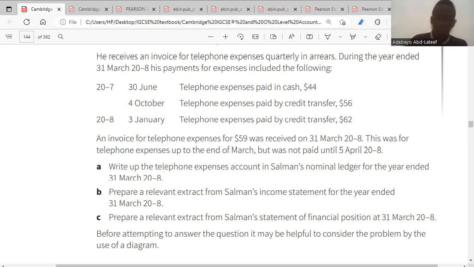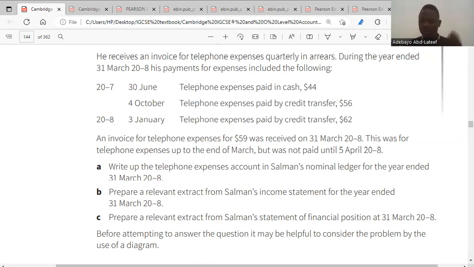Now we have to open the income statement. For the extract of the income statement, what do we do? We write the total of telephone expenses. The total of telephone expenses is $221. That's the amount, $221. Then we hope that's going to be the extract for the income statement. So in our income statement, we have $221.